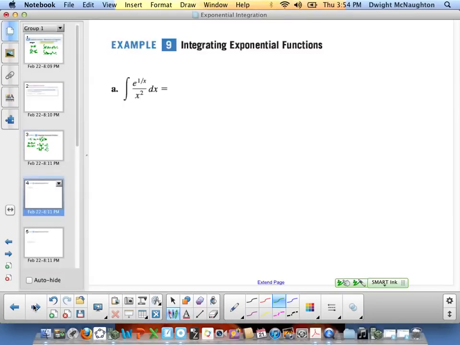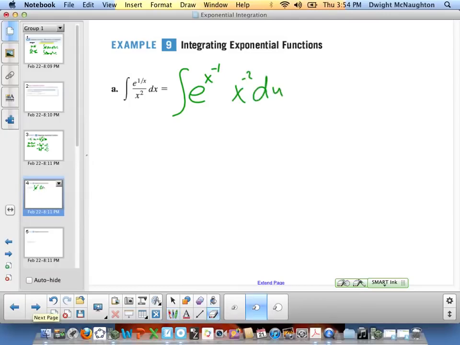Our next problem, very similar. We got e to the 1 over x. Let's rewrite that so we get rid of the fractions and have negative exponents instead. So this will be e to the x to the negative 1, and then x squared on the bottom will be x to the negative 2 dx. Or dx, sorry, not du. I said it right, wrote it wrong.